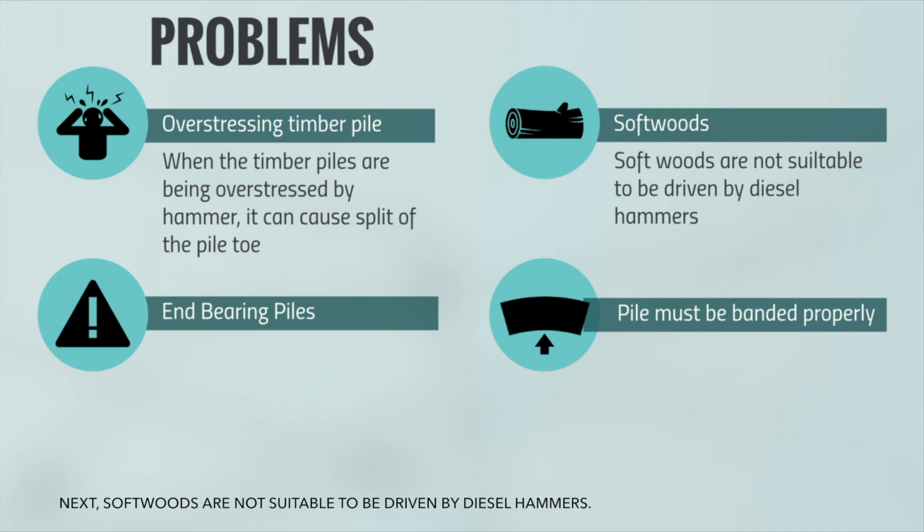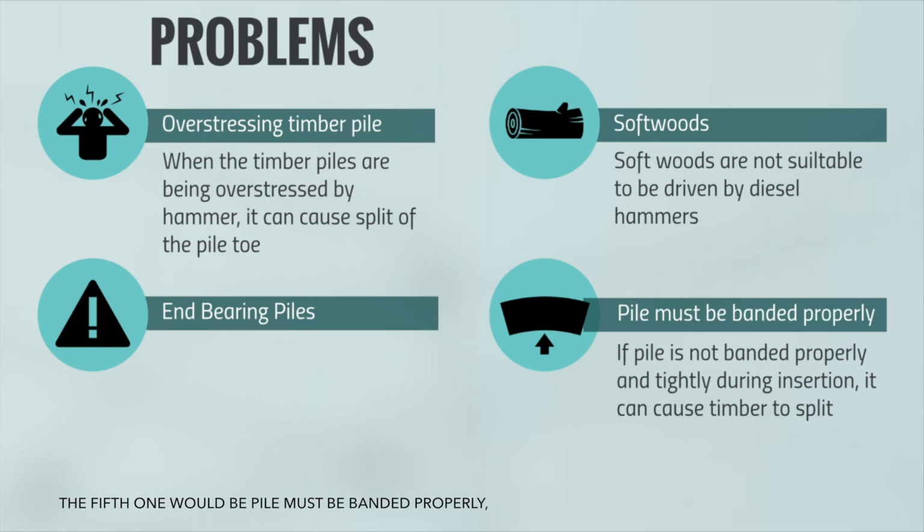Next, softwood is not suitable to be driven by diesel hammers. The fifth one is that the pile must be bent properly. If the pile is not bent properly and tightly during insertion, timber splitting will happen.